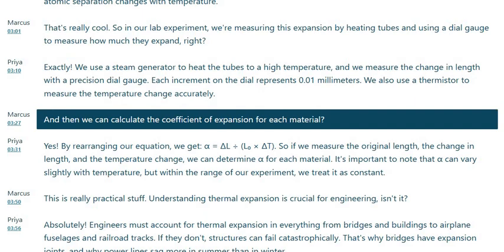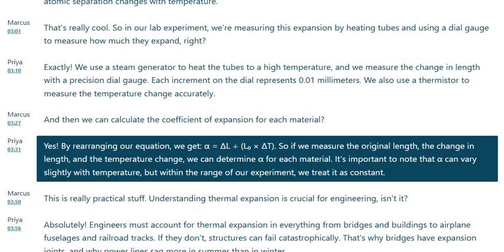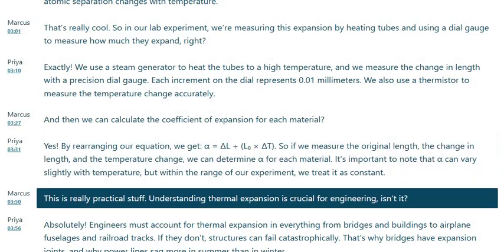And then we can calculate the coefficient of expansion for each material. Yes, by rearranging our equation, we get alpha equals delta L divided by L naught times delta T. So if we measure the original length, the change in length, and the temperature change, we can determine alpha for each material. It's important to note that alpha can vary slightly with temperature, but within the range of our experiment, we treat it as constant. This is really practical stuff.